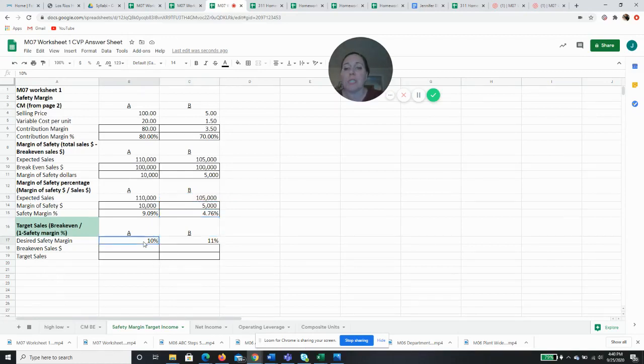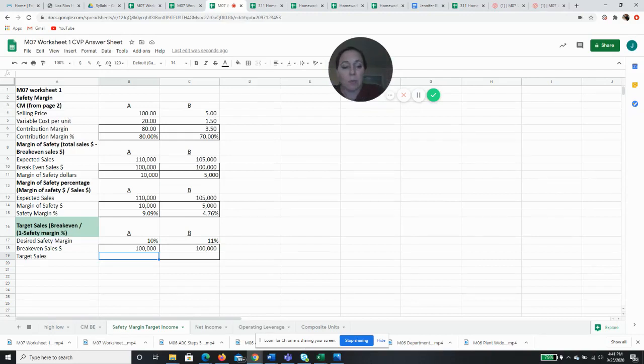Now, if we know our margin of safety and our break-even sales dollars, but we don't know our target sales, so let's say we know our break-even sales are 100,000, and someone comes to me and says, Professor Black, how much of a margin of safety do we need to bake into the sales forecast for you to sleep at night? And for product A, I say 10%. I need to know we are at least beating break even by 10%. And you say, okay, no problem.